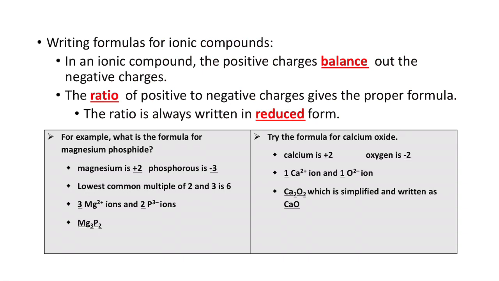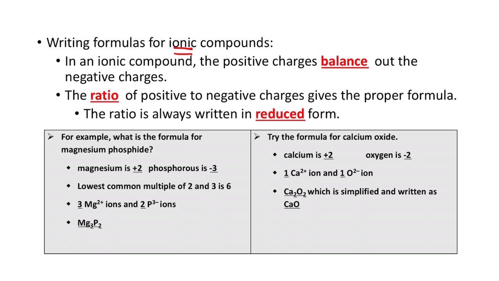Now formulas for ionic compounds, and again, this is ionic. In an ionic compound, the positive charges balance out the negative charges. So that means that it should equal out to 0 in the end. The ratio of positive to negative charges gives the proper formula. The ratio is always written in reduced form. So just like in math, if you have a ratio of 2 to 2, we reduce that to 1 to 1.